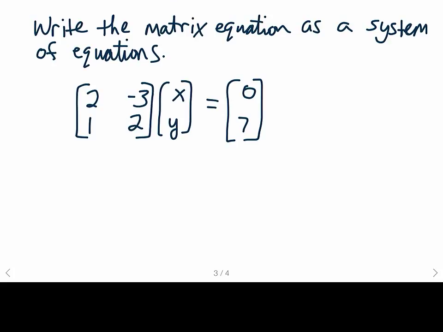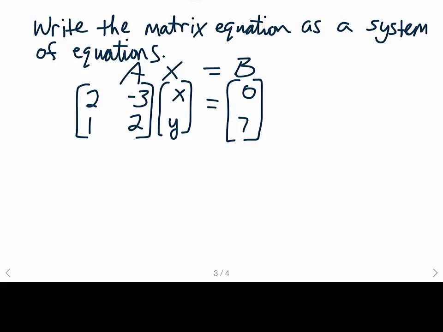Here we're presented with a matrix equation, and we're told to write it as a system of equations. The matrix equation is a 2 by 2 matrix, 2, -3, 1, 2, times the column matrix xy is equal to the column matrix 0, 7. This is commonly referred to as being of the form uppercase A times uppercase X is equal to uppercase B, right? The matrix equation AX equals B. We don't really need to know that now, but it's going to show up in a future session.